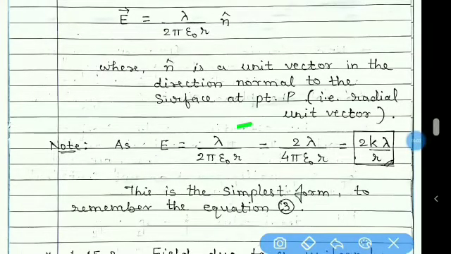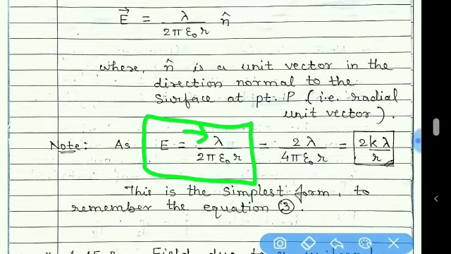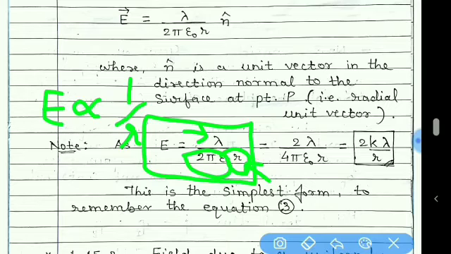In this equation of electric field, lambda is a constant as well as these values are constant. So we can say that the electric field for linear charge distribution is inversely proportional to R, that is E is proportional to 1 by R, meaning if the distance increases, the electric field will decrease.